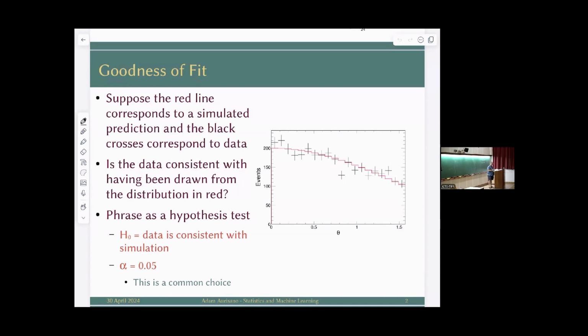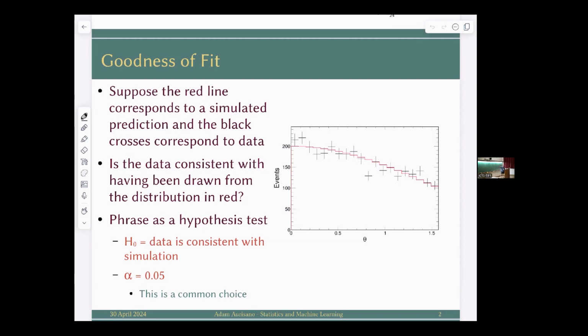So one application for this is goodness of fit, right? So imagine here we have some prediction in red, and then we have these black crosses, which are this data that we've collected. And one of the questions we can ask is, is this data consistent with the simulation that we have, right? So maybe you're doing a data Monte Carlo comparison, and you want to figure out if it's reasonable that this data could have come from the simulation.